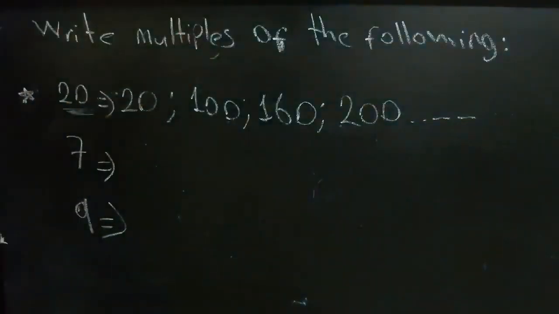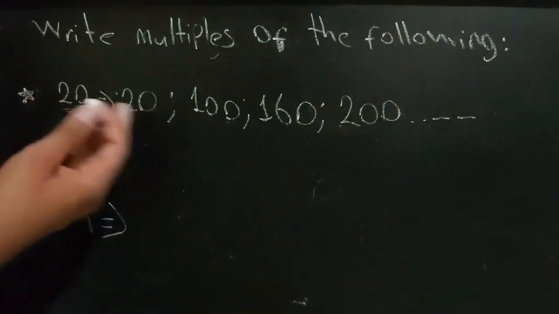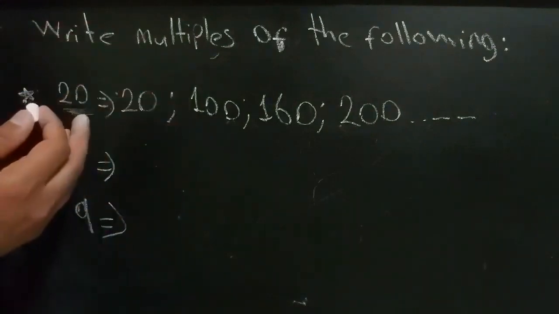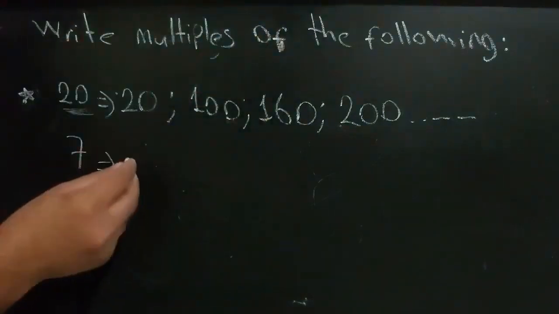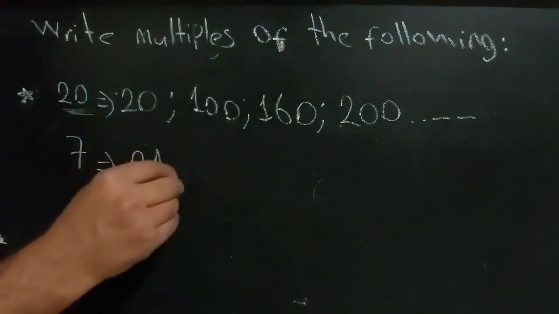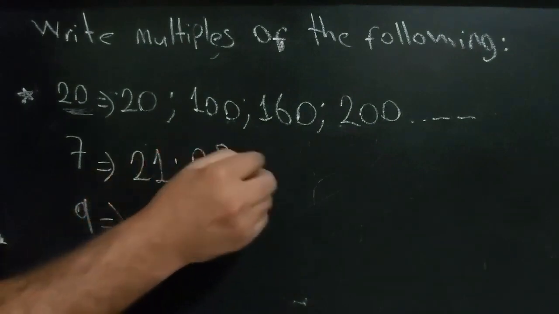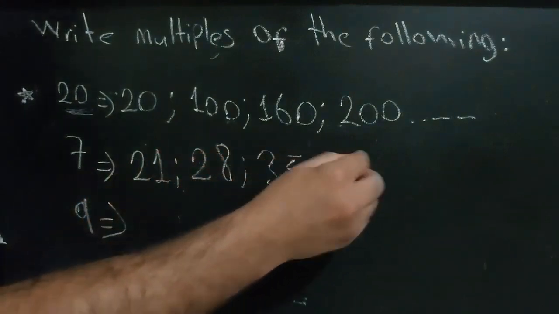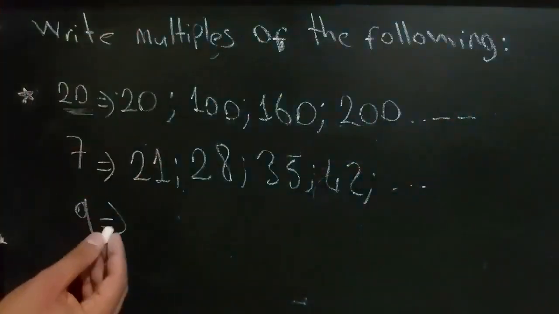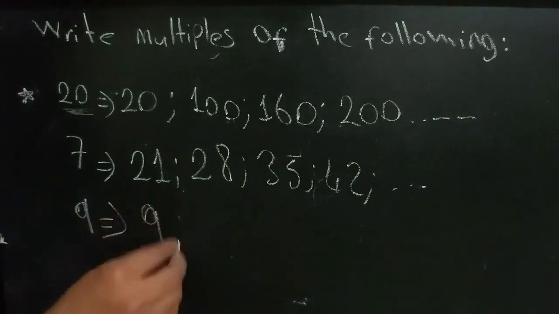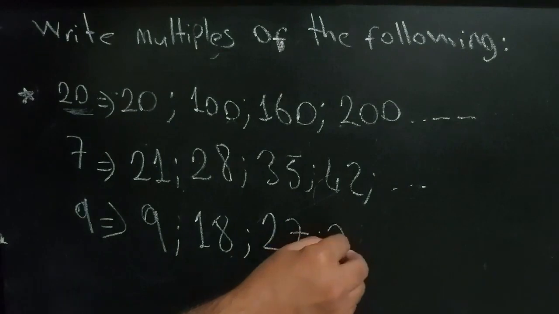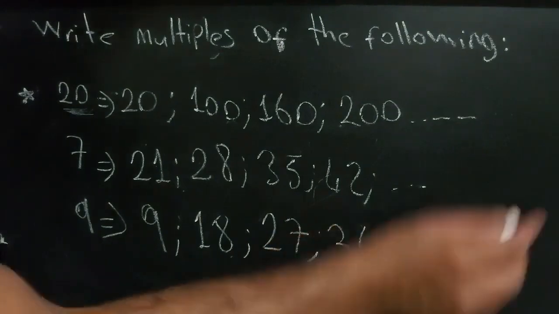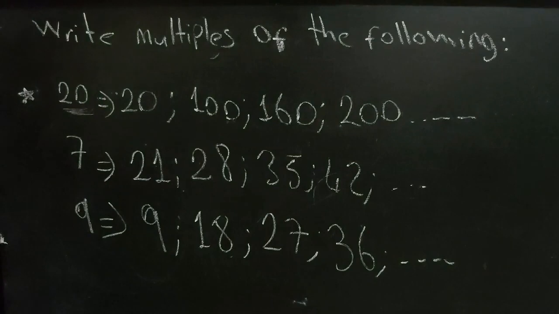It doesn't stop. For factors, remember we had like 2, 3, 5, 10. It doesn't go to infinity, but multiples go to infinity. So 7 times, let's say 3, 21, 4, 28, 5, 35, 42, and 49, and it goes like this. 9 times, let's say 1, 2, 3, 4, and you can carry on by yourself.